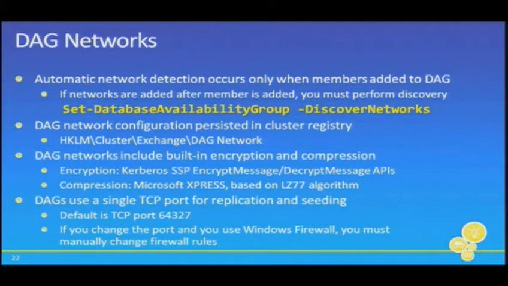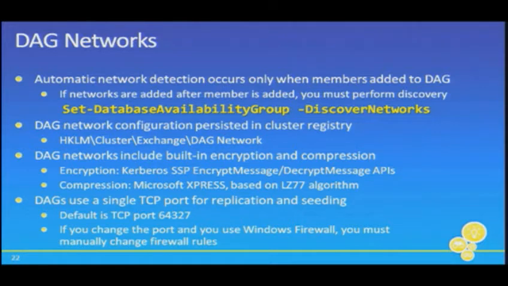Now, unlike previous versions of Exchange and our high availability stack, we just had basic networking. So if you wanted compression, for example, you had to go buy a third-party WAN accelerator. If you wanted encryption, you had to configure IPsec or use some other type of technology to encrypt that traffic. Well, now at the DAG network, or at the DAG level itself, we support both built-in encryption and built-in compression. Okay, so what does that mean? It's compression and encryption, not to be confused with anything else that might sound similar.